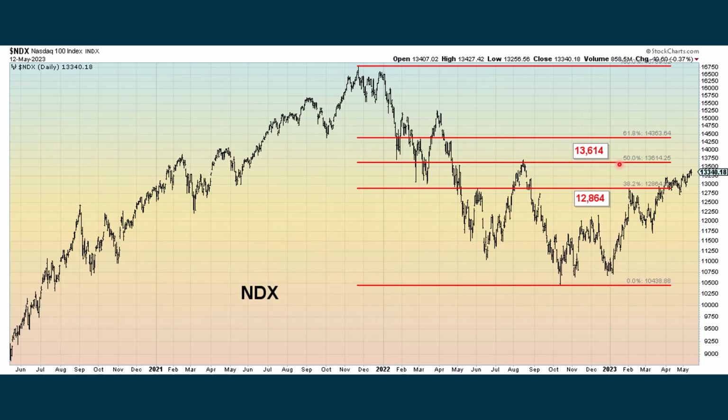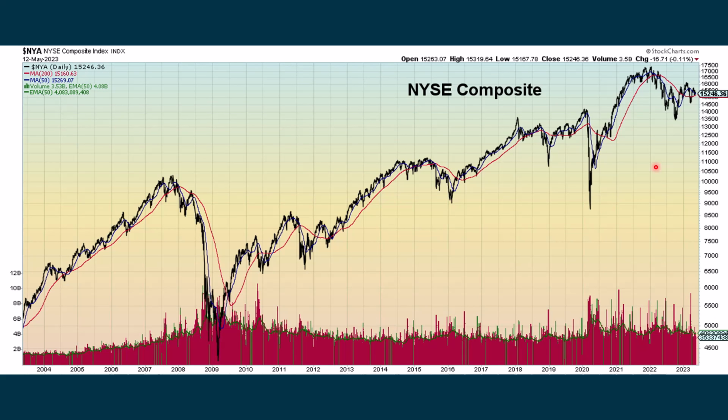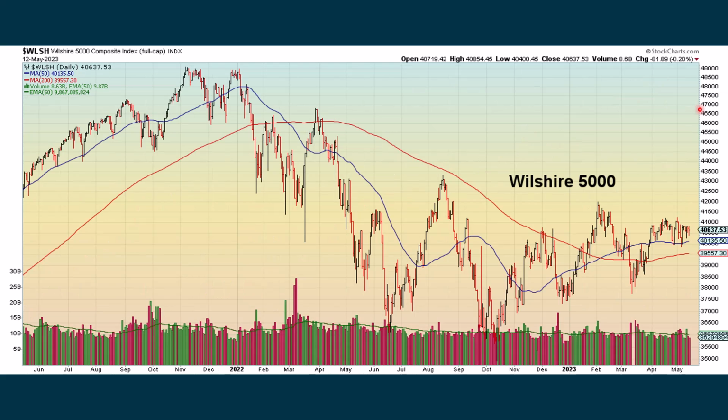And looking at our fib chart, we're still above this 38.2% retracement. If we keep going up, we might hit this 50% retracement level. The NYSE composite is still in an overall uptrend. The Wilshire is also in an uptrend.